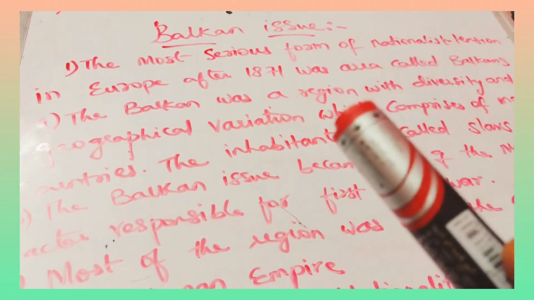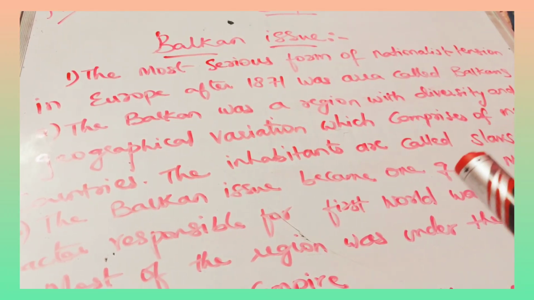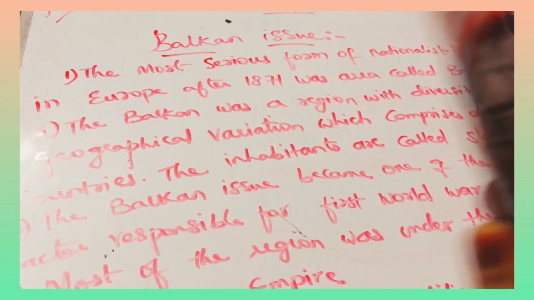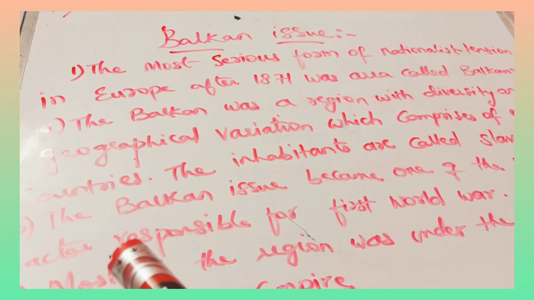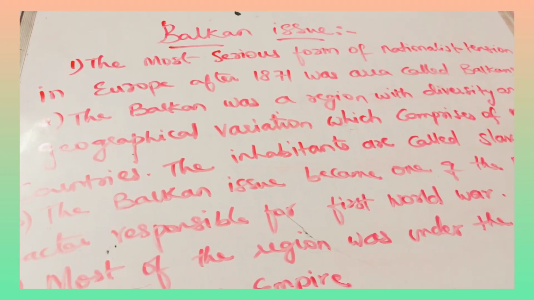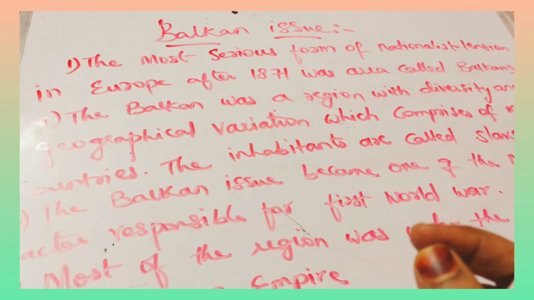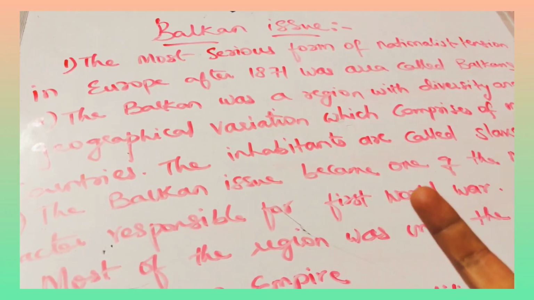The most serious form of nationalist tension in Europe after 1871 was the area called the Balkans. After 1871 in Europe, there was an area called the Balkans. In this area, the most serious form of nationalist feeling was there. So you can write that nationalist tension was there.